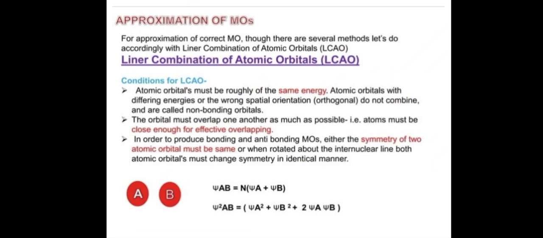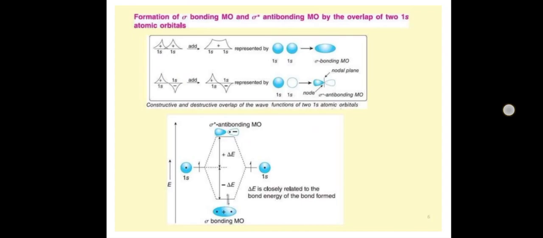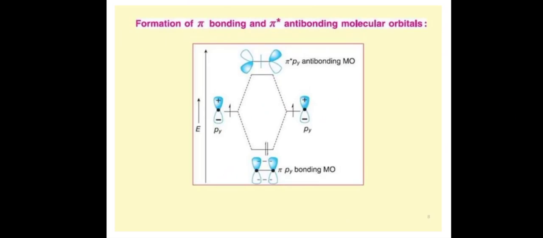You see, psi AB is equal to psi A plus psi B. This is the bonding molecular orbital, and the probability of finding an electron, or probability density, is psi square. Psi square AB is equal to psi A square plus psi B square plus 2 psi A psi B. Okay, this is about molecular orbital theory.